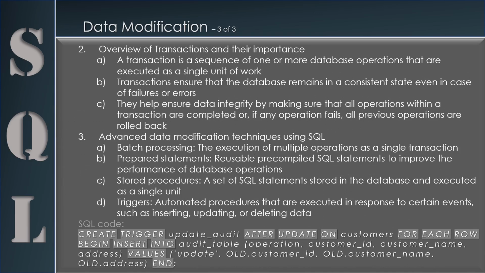In this section, we are going to talk about data modification and an overview of transactions and their importance. To have a clear understanding, a transaction is a sequence of one or more database operations that are executed as a single unit of work. Transactions also ensure that the database remains in a consistent state even in case of failure or errors.